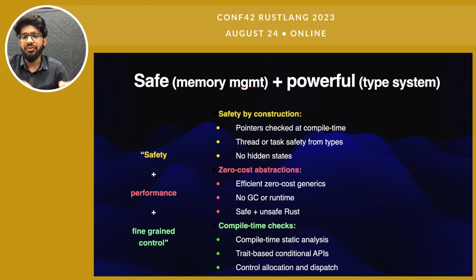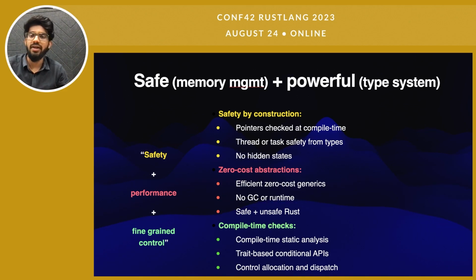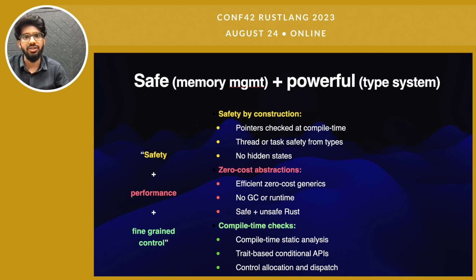Zero cost abstraction, efficient zero cost generics. You can also define marker traits which will not take any memory. No GC at runtime, safe and unsafe Rust. Compile time checks, so compile time safety analysis. Unless you have dynamic dispatch, you're going to make every single piece of code a compile time check. Trait based conditional APIs, control allocation and dispatch. So these things make safe performance and fine grain control of a system. This powerful thing will help you to have memory safe code.